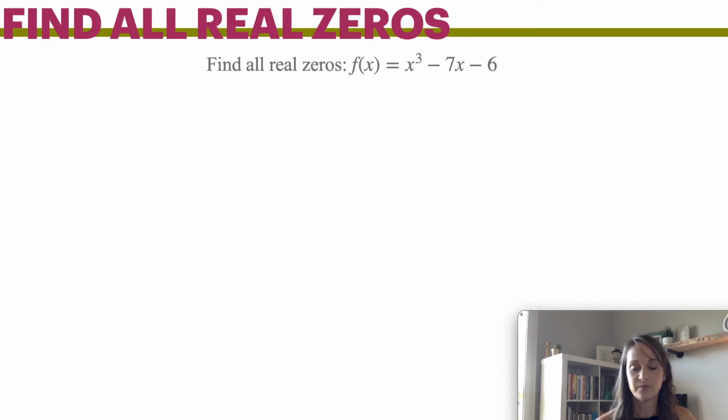For another example, I would like for you to pause the video and attempt this problem on your own, and then when you're ready to move forward, unpause the video so you can see how I solve this. Now at this point, I would like for you to pause the video to try to do this problem on your own, and when you're ready to move on, go ahead and unpause the video to see how I've worked out to find all the zeros.